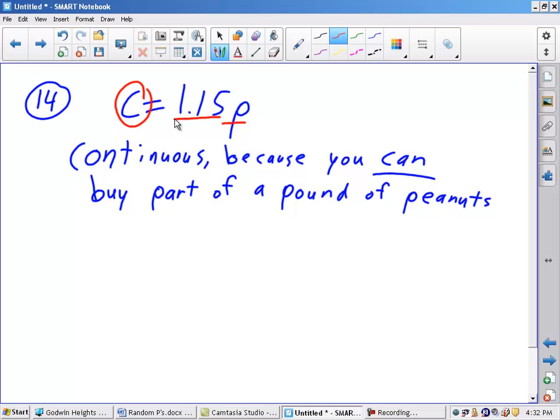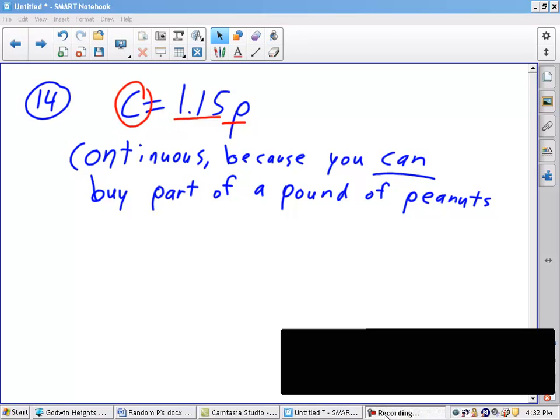That's why it's continuous data, because you can buy part of a pound of peanuts. Remember that continuous, you can buy parts of pounds or parts of things. Discrete, you can't. So like you can't buy half of a DVD. You can't buy half of a phone.